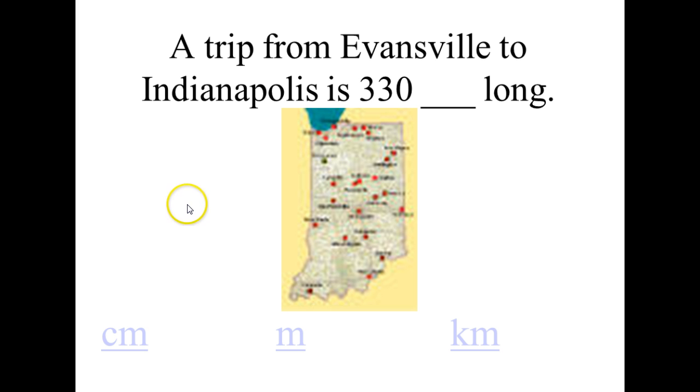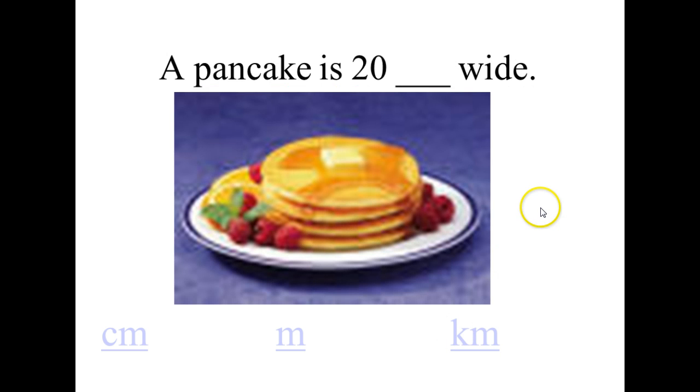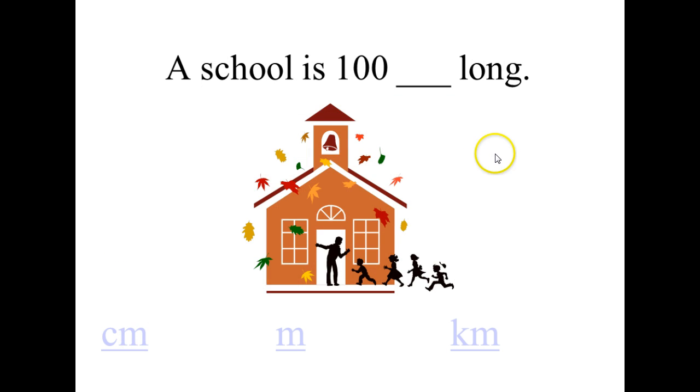If we're going from Evansville to Indy, 330 of these long. Getting in a car and driving again, so it's got to be kilometers. Pancake from IHOP, 20 blank wide. Only one that's going to make sense is centimeters.